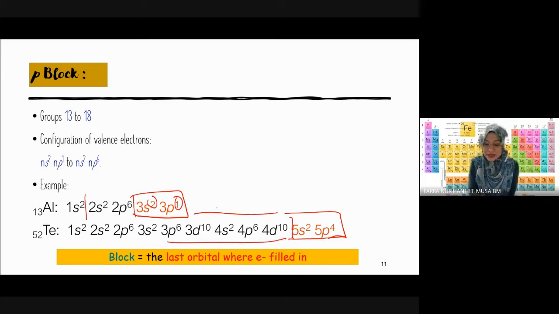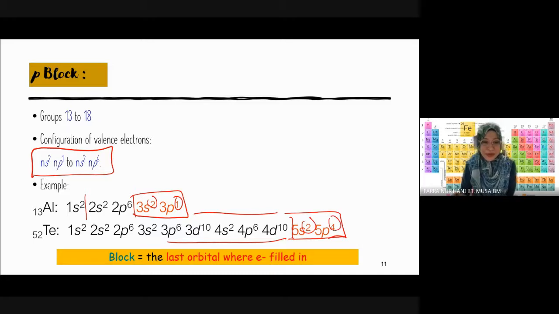All of these are inner, the core electrons, inner electrons. Okay, so once again, it cannot be 5p4 only for the valence electron. It must be a combination of S and P. This is the general rule. Okay, so the valence electron is 4 plus 2, which is 6.